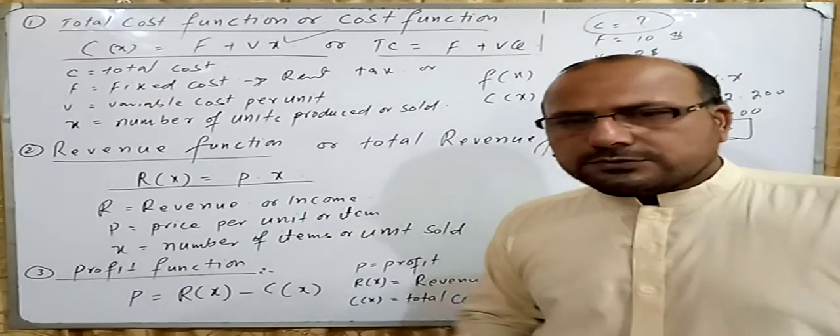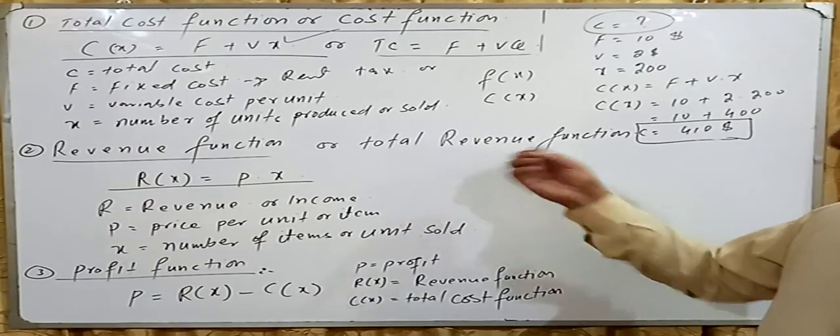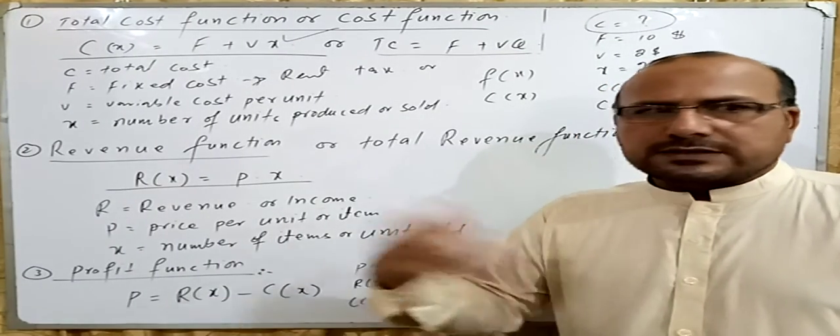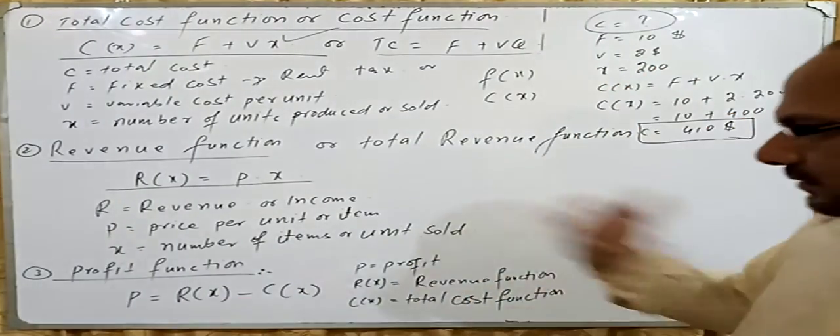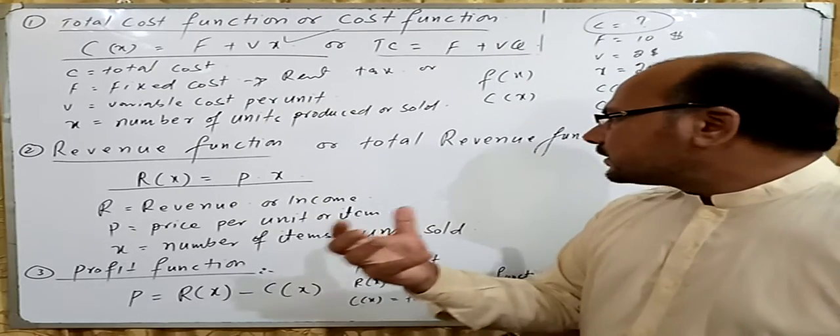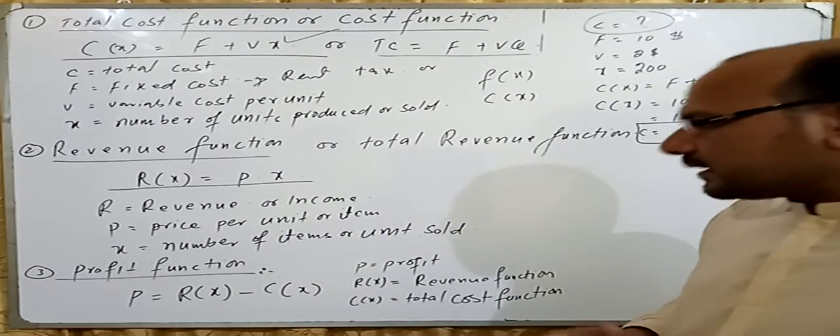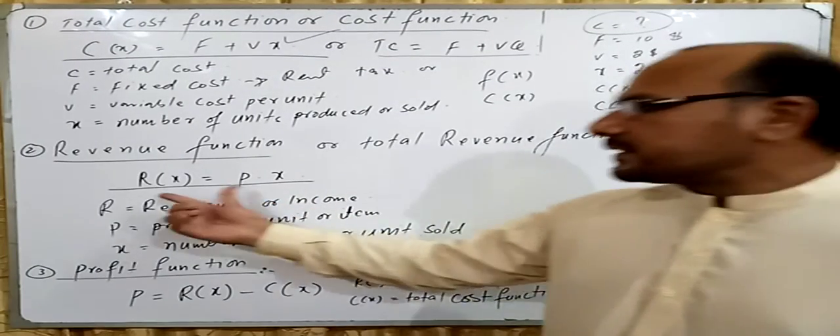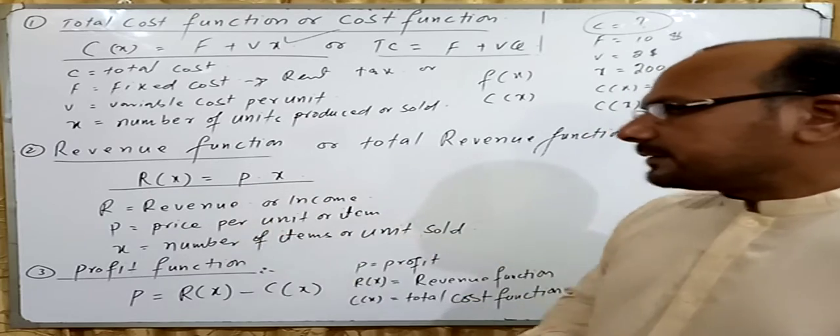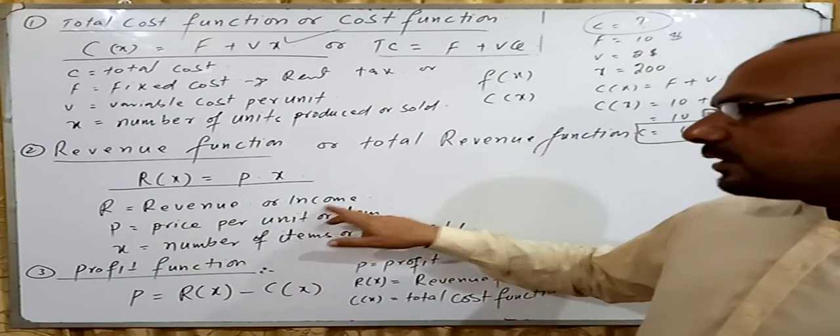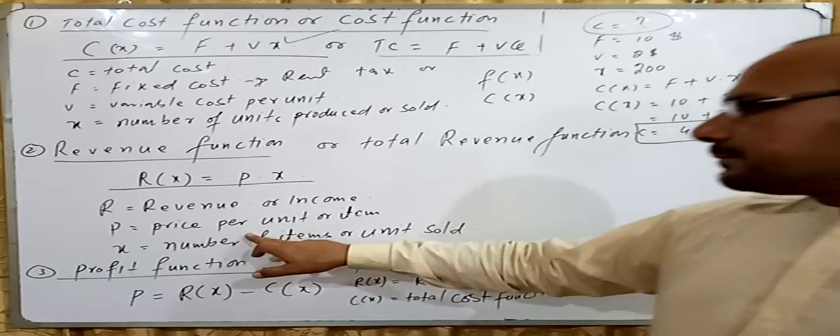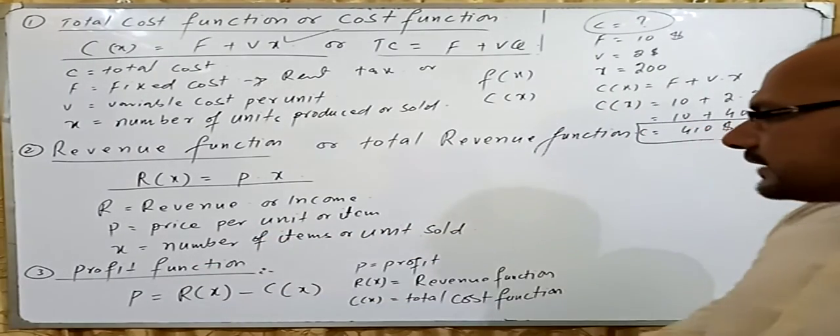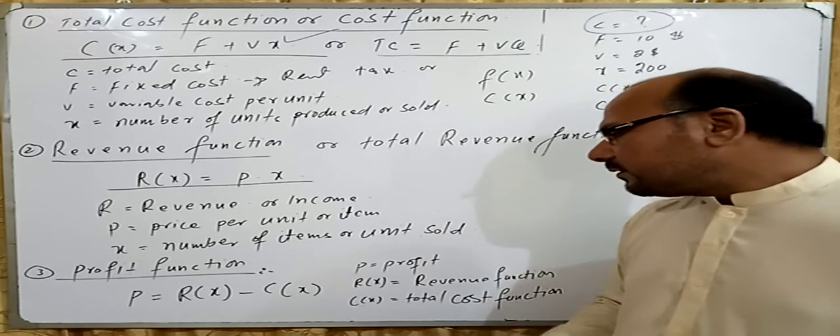Then the total revenue. The total revenue function is very simple. If you need to find out revenue, meaning our worth, how can you find out the income, or the total revenue, or the total income? Which variables are included in this function? R of x is equal to P multiplied by x. R representing total revenue or total income, P representing price per unit or price of an item, and x representing the number of items or the number of units sold.